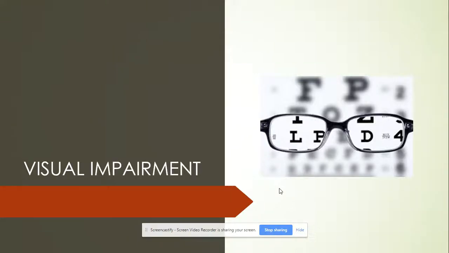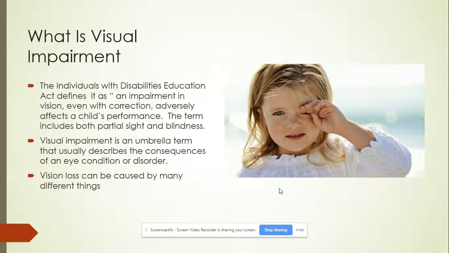Hi, everyone. This is my presentation on visual impairment and what we can do to help in the classroom. So what is visual impairment?